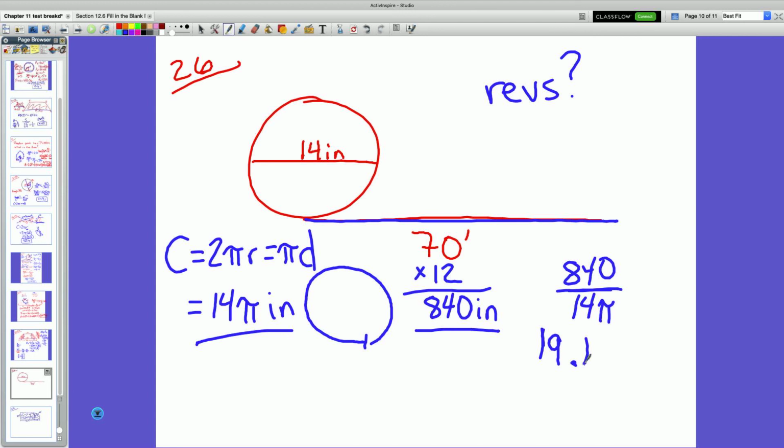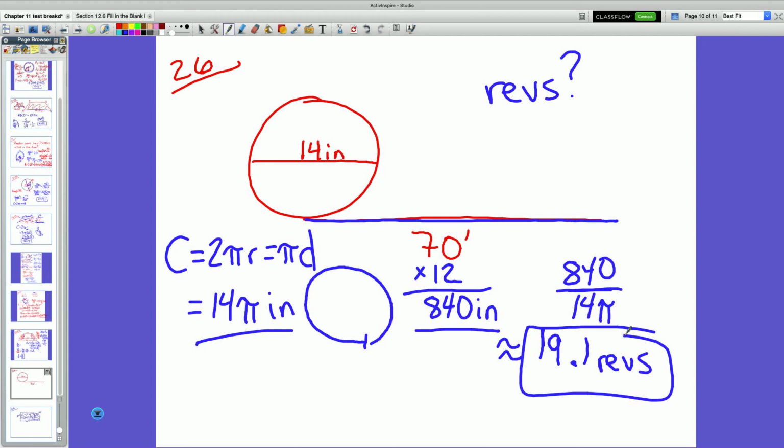And I get 19.1, right? So about how many revolutions does this make? Well, it makes about 19.1 revolutions. It's not going to be perfect. We got to round a little bit, but that's fairly accurate. All right.